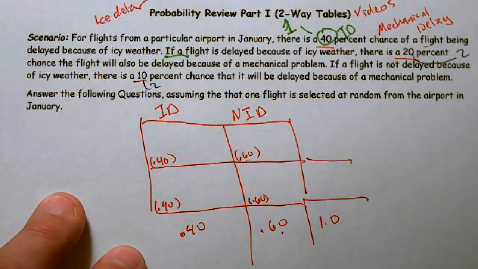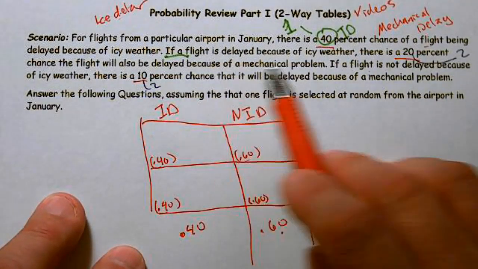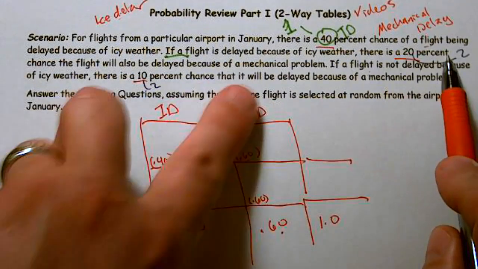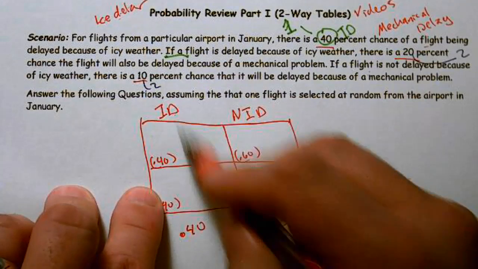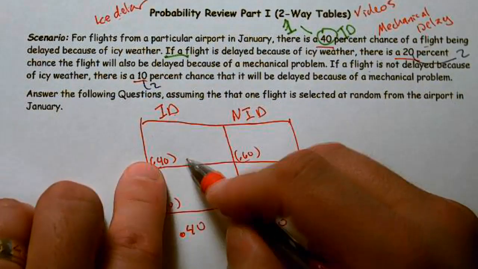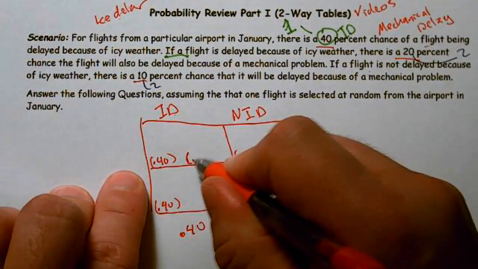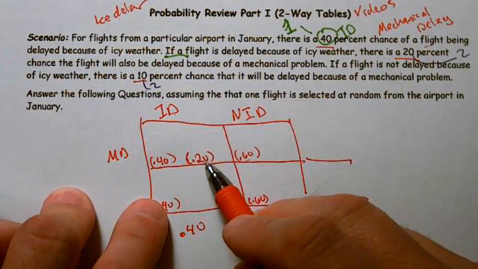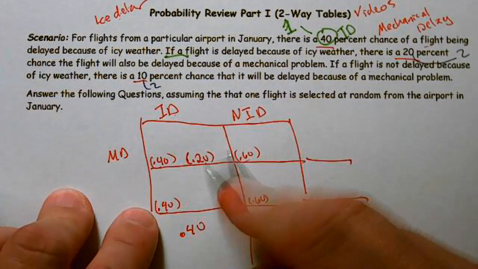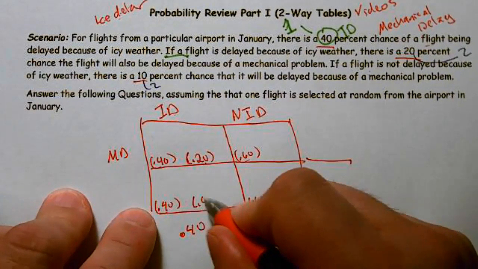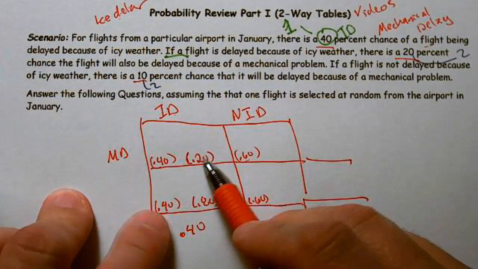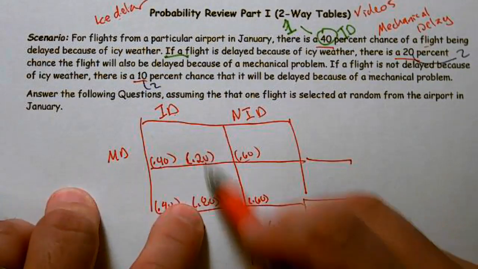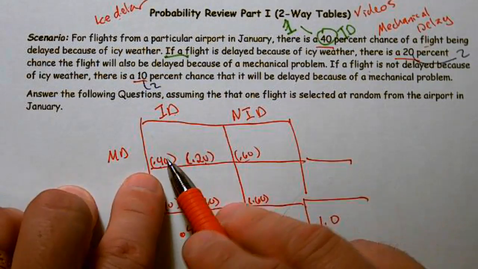So keep reading. If a flight is delayed because of icy weather, there's a 20% chance it'll be delayed because of mechanical. Ice weather, so ice delay, and this is going to now be 0.20. This will be my mechanical delay, and this will be 1 minus 0.2, which is 0.80. It's always going to be one, whatever it is; these things have to sum to one whole, and they do. So I can go ahead and multiply these.